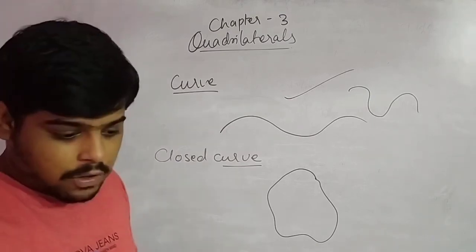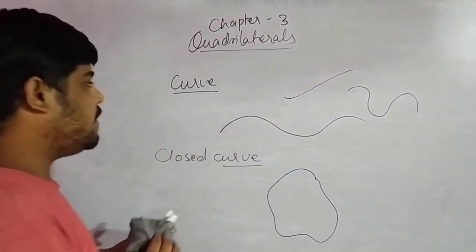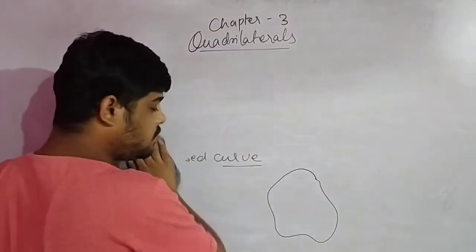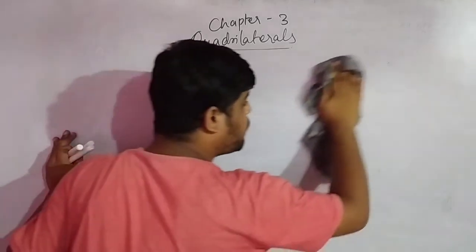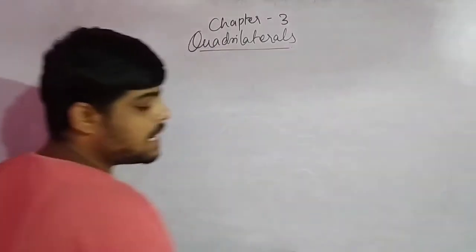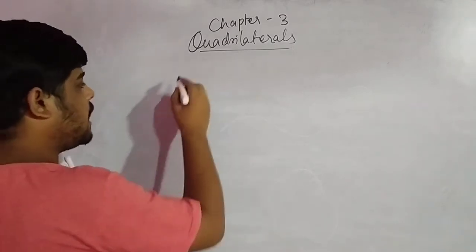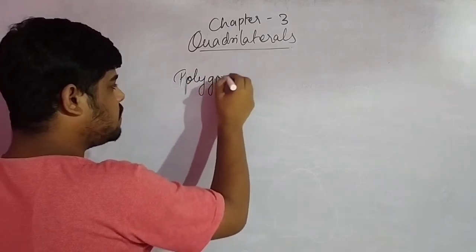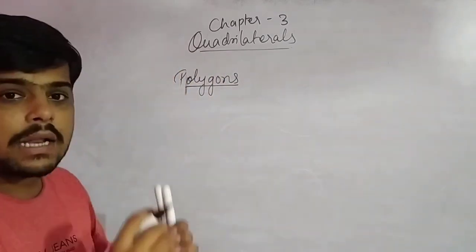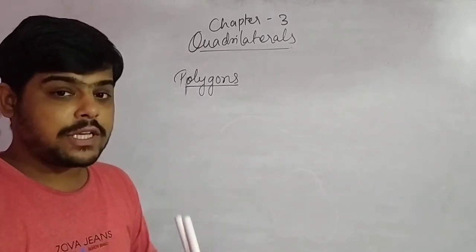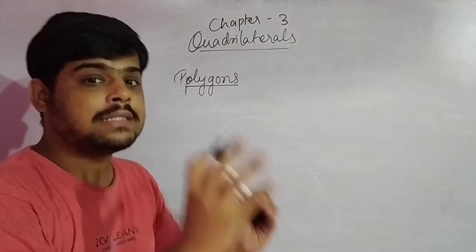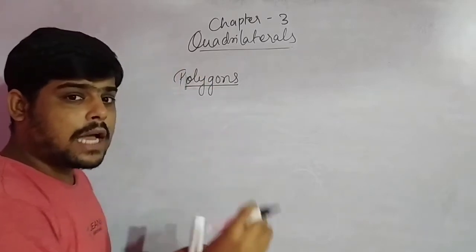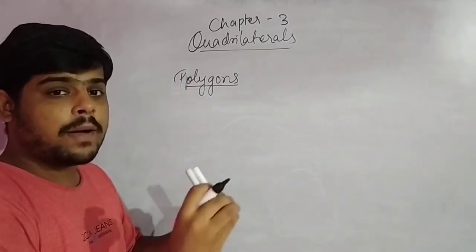Now students, coming to polygons. We have discussed the curve and the closed curve. So now what are polygons? Polygons are a type of closed curve which is made by line segments. Polygons are a type of closed curve which is formed by the help of line segments.